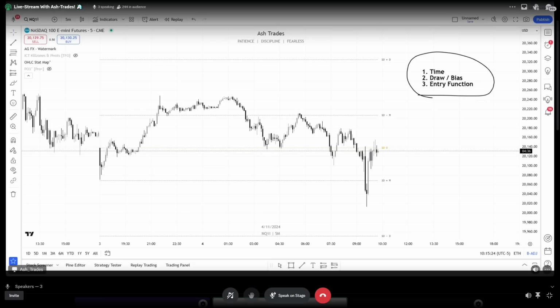No, I don't use session StatMap. This is the only StatMap that I use here, the open, high, low, close StatMap.